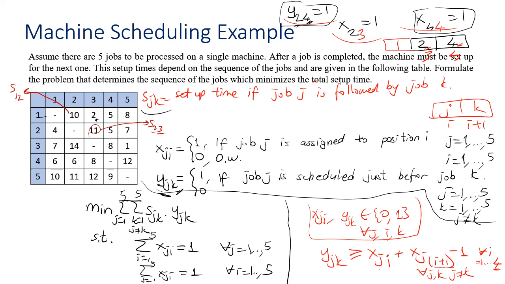Okay, so this is the final formulation for this problem, which minimizes the total setup time, which allocates each job to one position and only one job to each position, and also identifies which job is followed by which other. Okay, so this was an example of a machine scheduling problem and how we formulate it.